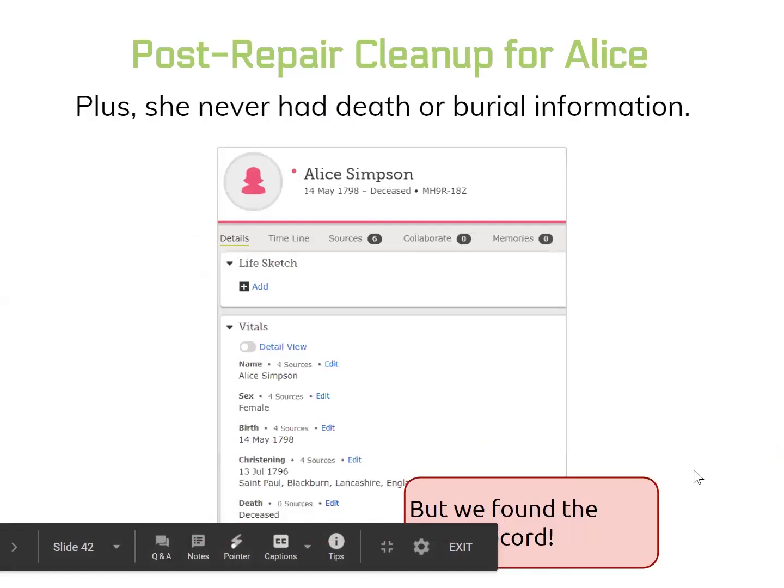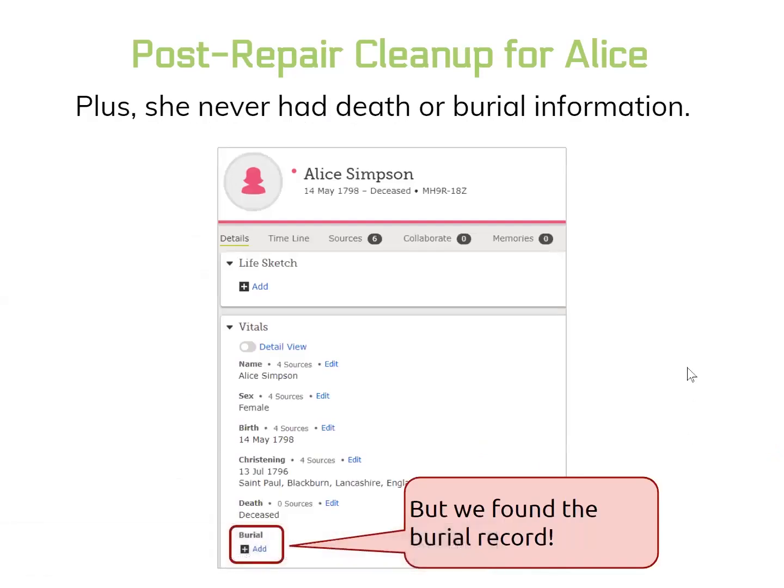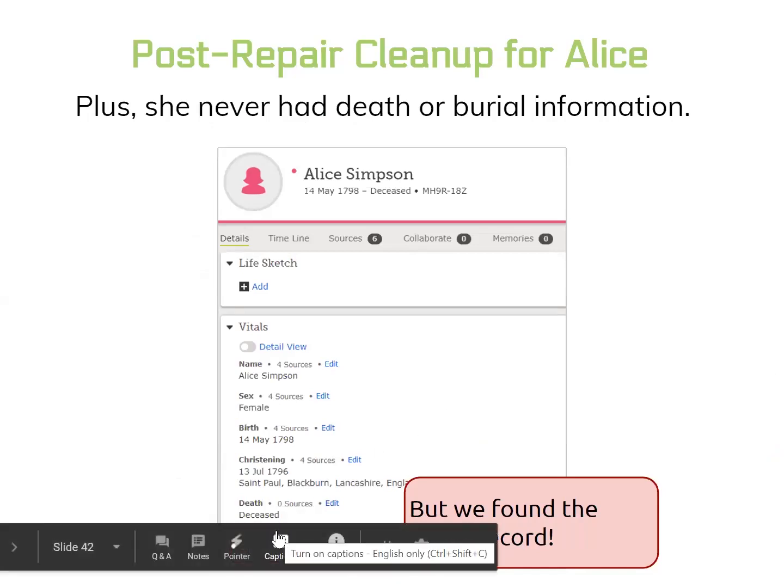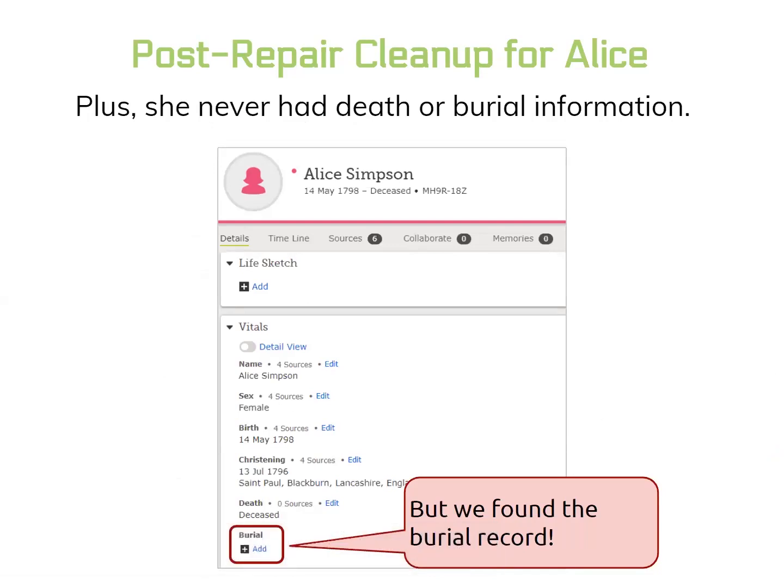So the other thing about this, even though this wasn't an error on the original record, at the time this record was created, the burial information was not included. But remember, we found the burial record. So not only can we add the burial information, but we can also add death information, because we know that if an infant was buried, they had to have died within just a few days of that burial. It would never be more than a few days.